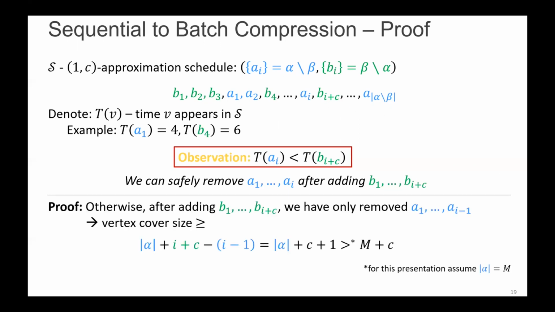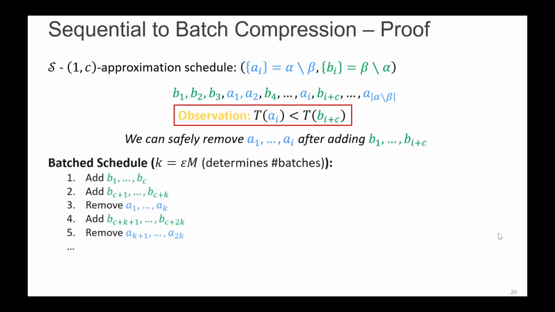So let's look at a proof of the statement. This is just by contradiction. If this was not true, then after adding B1 until B_{i+c}, we would only have removed A1 to A_{i-1}. That would mean at this point in time, after we've added this vertex, the size of the vertex cover would just be the initial vertex cover plus the number of vertices that we've added minus (i minus 1). And this is a contradiction to the approximation guarantee that the schedule provides us.